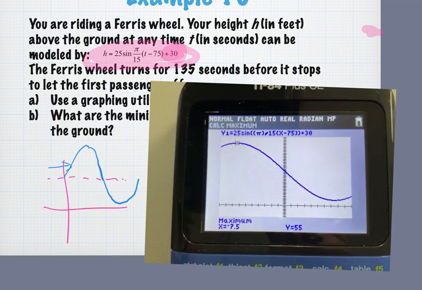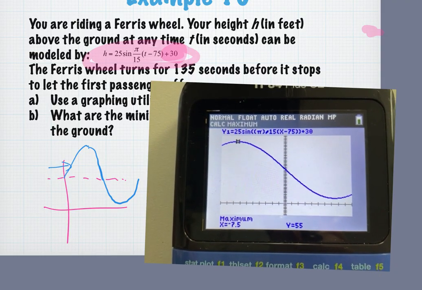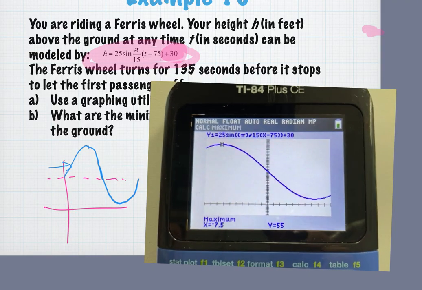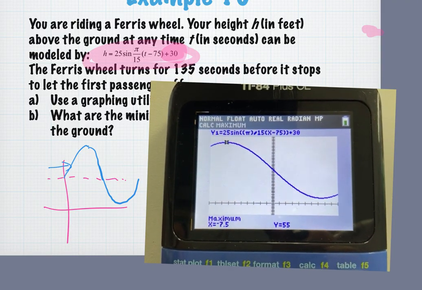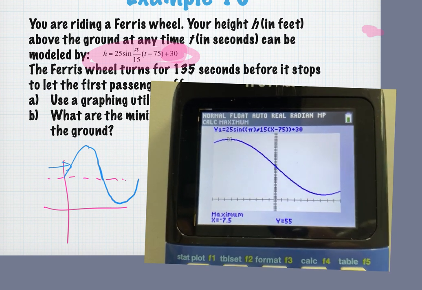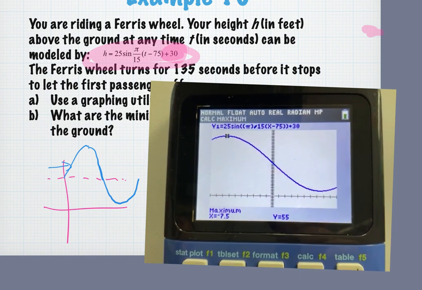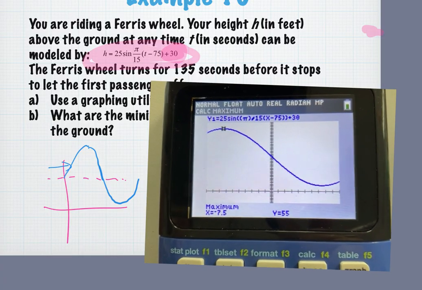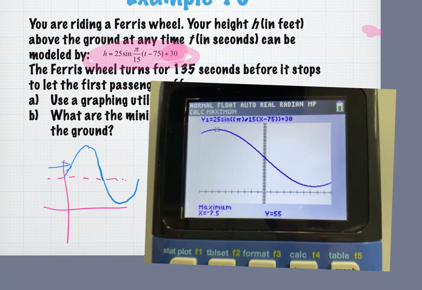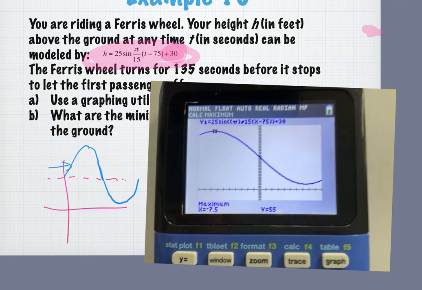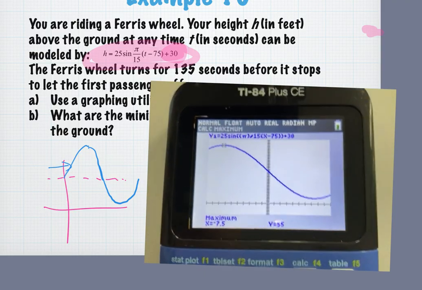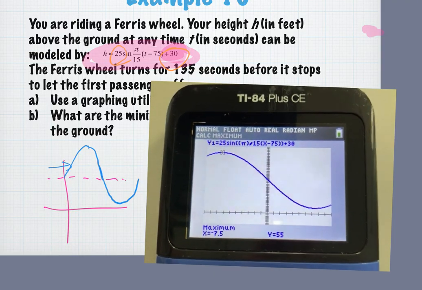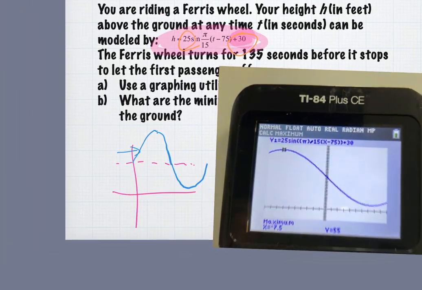What's the max value? No, that's where it happens. But what's the actual maximum? Nope, that's where it happens. What's the maximum? Oh, 55. 55, right? The maximum is the y value at the maximum point. Yes? Do we all understand that? Okay. Also think about how that relates to my equation. It is the vertical shift, because that's the midline, plus the 25. Same answer. So 55 is the maximum height.